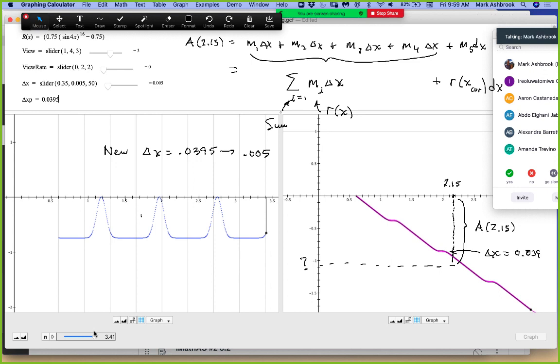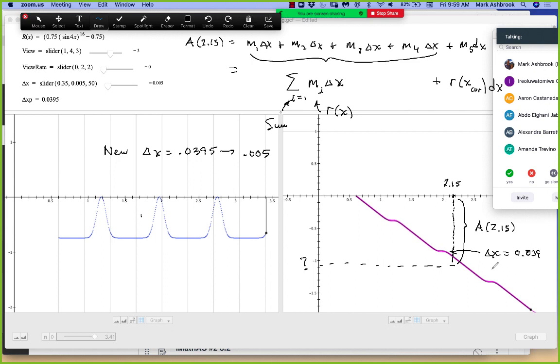Okay, and then what about over here? Can we see any difference between a delta x of 0.0395 and 0.005? So really none, right? We really can't see the difference anymore. And so we basically say, okay, when is it exact? Well, it's exact when we can't see the difference between approximations anymore. Making delta x any smaller from here won't make a difference. It's not going to make it really any better for practical purposes, right?